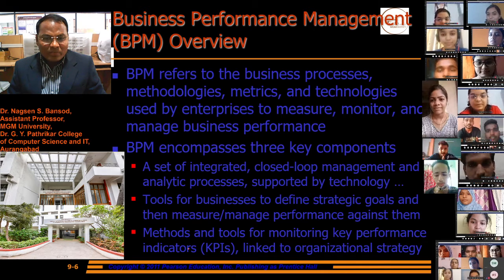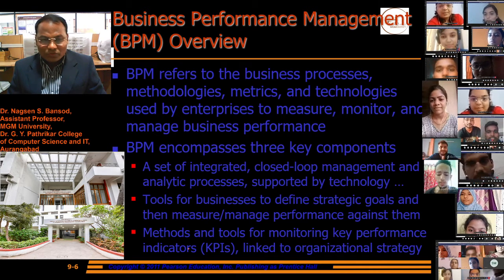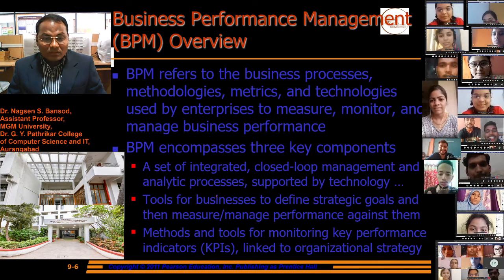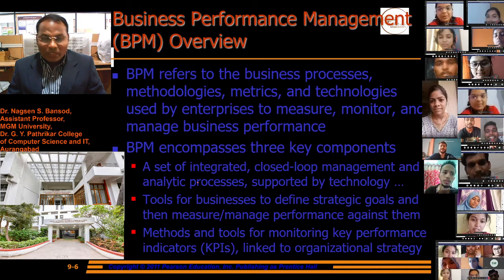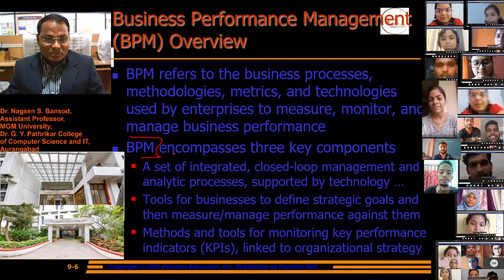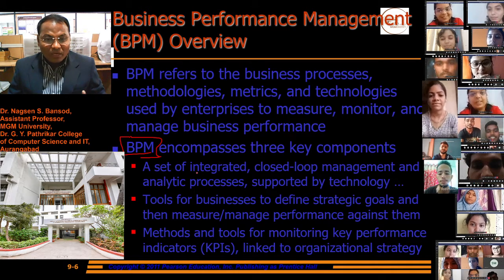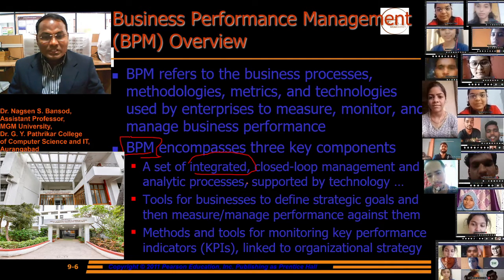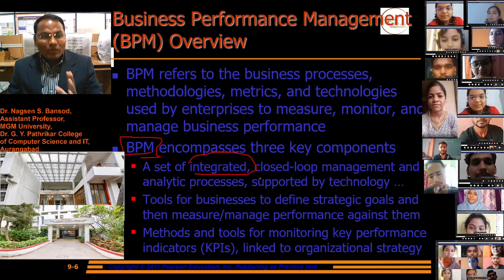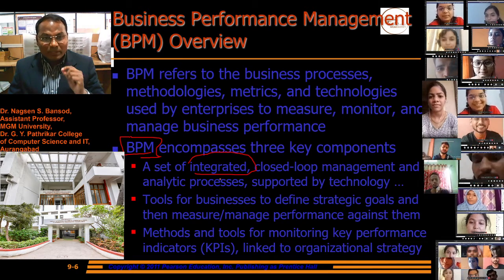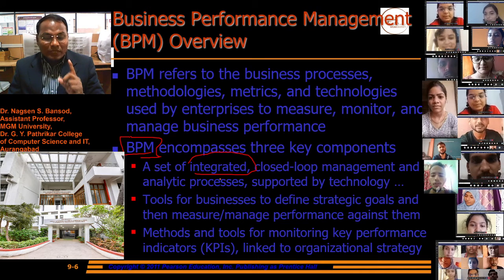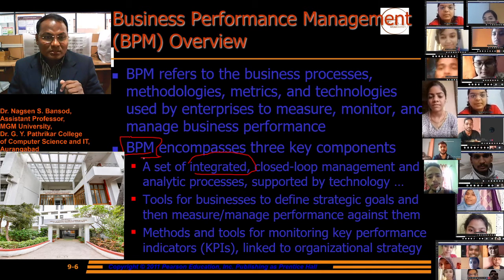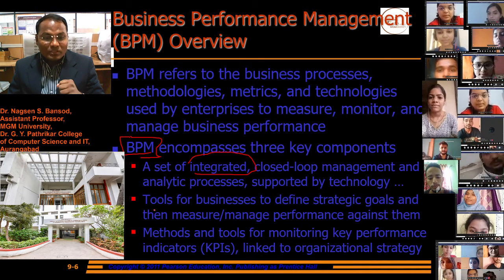Business performance management encompasses three key components. First, a set of integrated closed loop management and analytic processes supported by technology. To encompass business performance management, we require integrated closed loop management and analytic processes and supporting technology. All these should be supported by technology, such as computer software, networks, and hardware devices.